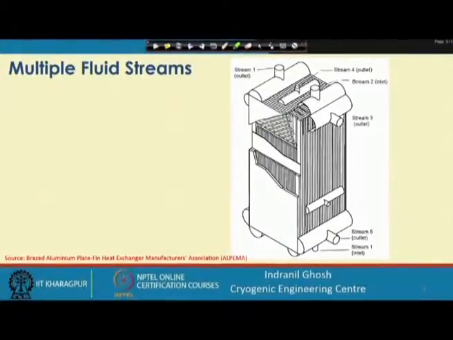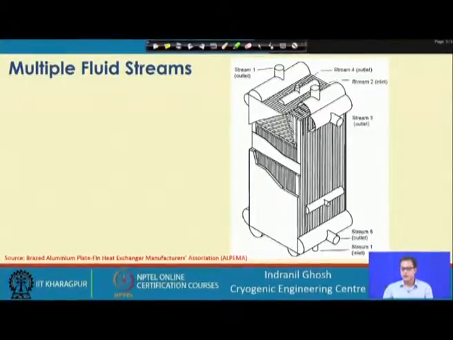picture, where we can see some plate fin type heat exchangers. This has been taken from the ALPEMA heat exchanger handbook, and here we find that this particular exchanger is showing as many as 5 fluid streams, and many of them are entering. This particular one is entering from this end.